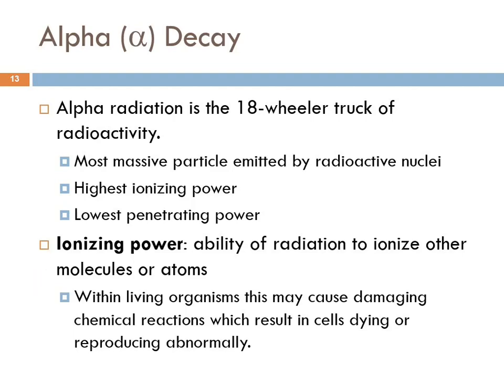So, as mentioned earlier, this helium nucleus, the alpha particle, is not stable itself, right? What would it take for it to become stable? 2 electrons. 2 electrons.